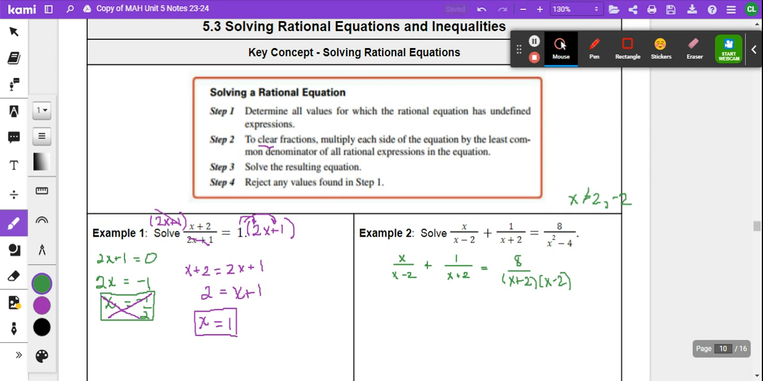All right, let's go to step 2. Let's clear these fractions. In the last example, I only had one fraction, but here you can see by the third fraction, I need to multiply by x plus 2 and x minus 2 to cancel them.